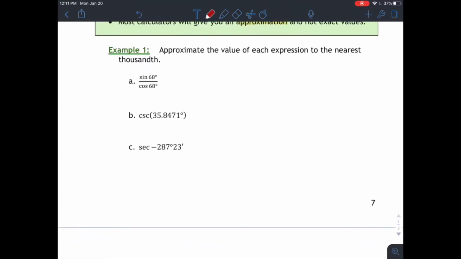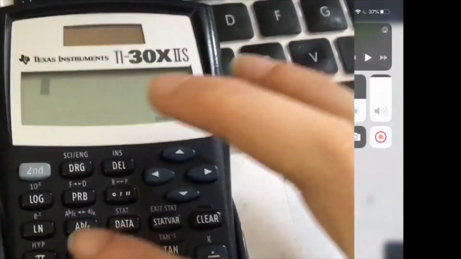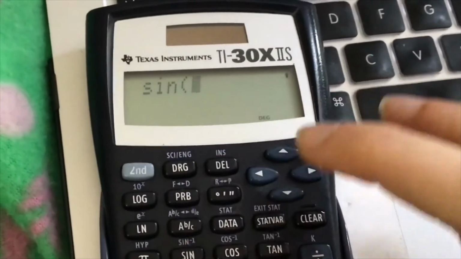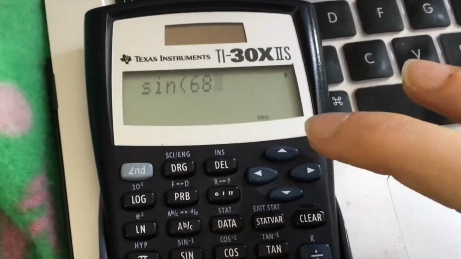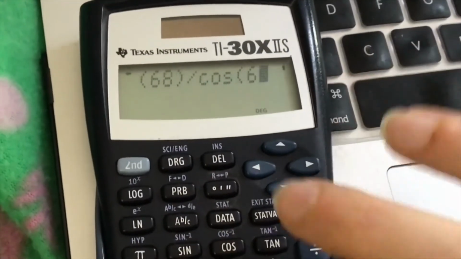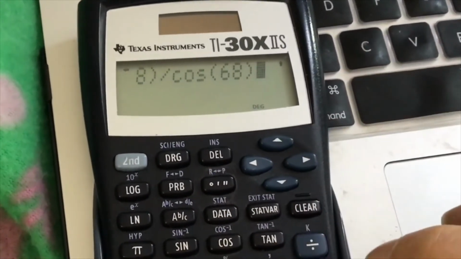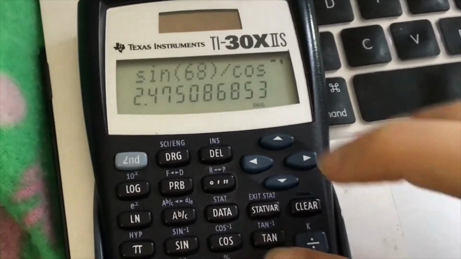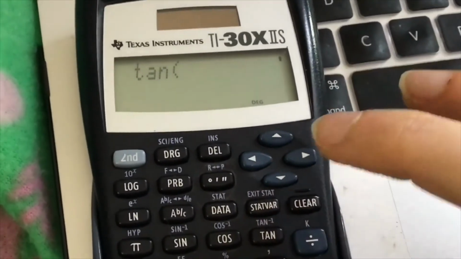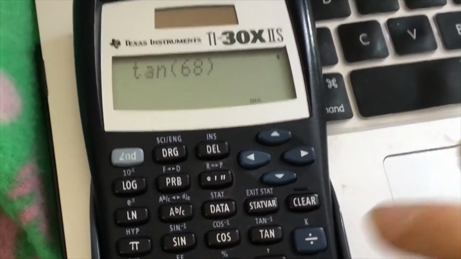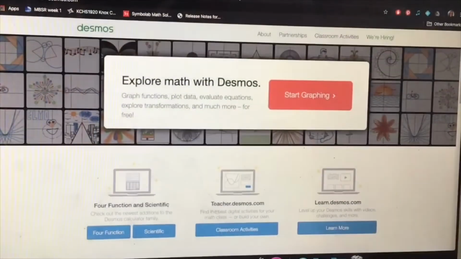So to start with, we'll start with sine of 68 degrees divided by cosine of 68 degrees. Main thing is make sure you close your parentheses when you type this into your calculator. You could also instead just do tangent of 68 degrees, because that's sine over cosine. Either way, you'll get your value to be 2.475.